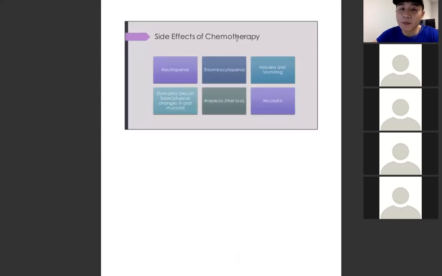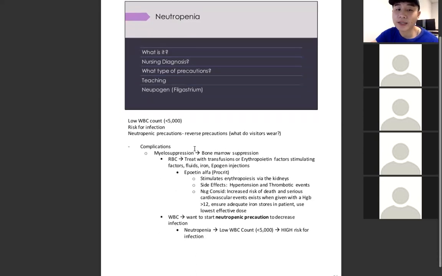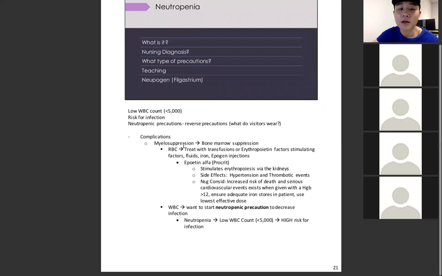Side effects of chemotherapy include neutropenia, thrombocytopenia, nausea and vomiting, stomatitis, mouth sores, called changes in oral mucosa, alopecia, and mucositis. Neutropenia, again, is low white blood count, less than 5,000 or less than 4,000. Risk for infection, neutropenic precaution, reverse precaution. What do visitors wear? Wear a gown and a mask.